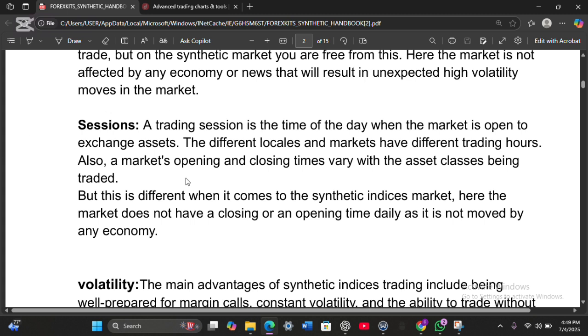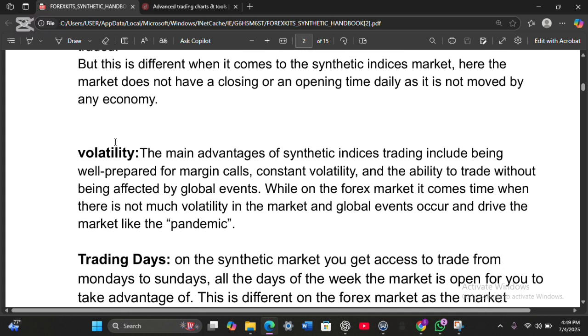But when it comes to Deriv markets, when it comes to synthetic indices, there's nothing like a session, there's nothing like opening and closing time. The market is always open, and it is not moved by any economy. There is no session when it comes to the synthetic indices market. So I think you get that.